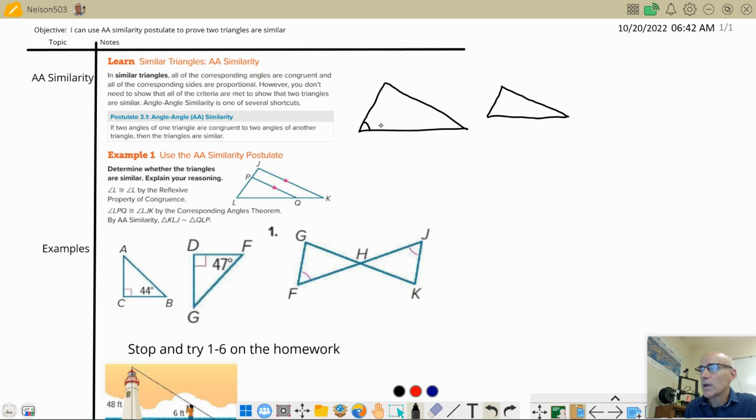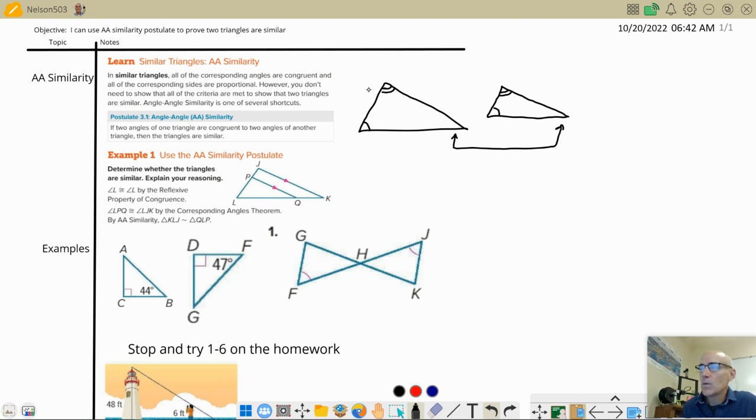If I knew that this angle was equal to this one, and I knew this angle over here was equal to this one over here, I would know that all three angles in the triangle have to be congruent to all three angles over here in this triangle because of what they call the third angle theorem. This is the third angle in this triangle, and this is the third angle in this triangle. Well, how many degrees do we have to use up? We have 180 degrees in a triangle for the interior angles.